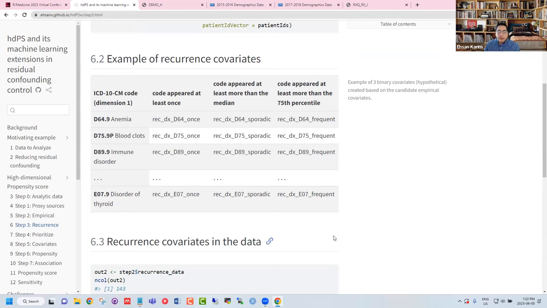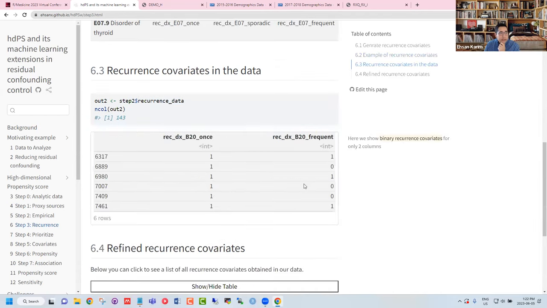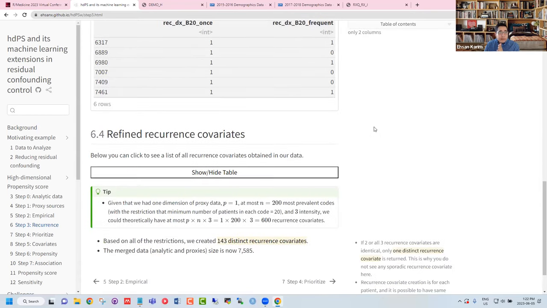And that then we do not keep both of the columns, because think about in a regression, when you are including two covariates that are identical, that will create a multicollinearity problem, and you cannot fit that regression. And that is why you cannot keep all of these recurrent covariates. You only keep the covariates that are distinct.